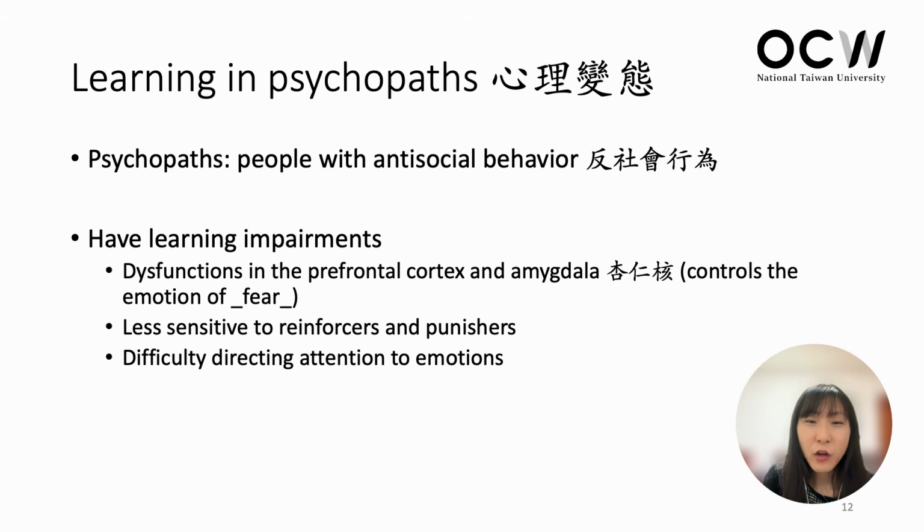Lastly, we will briefly talk about learning and psychopaths. Psychopaths are those with antisocial behavior, and they may have learning impairments and emotional impairments. Research has found that they lack empathy and have dysfunctions in the prefrontal cortex and amygdala, which controls the emotion of fear. They are less sensitive to reinforcers and punishments. And finally, they have difficulty directing attention to emotions. So these different reasons may explain their antisocial behavior.